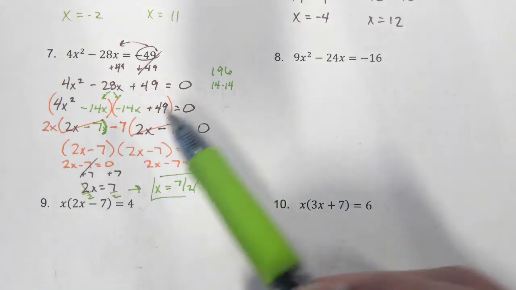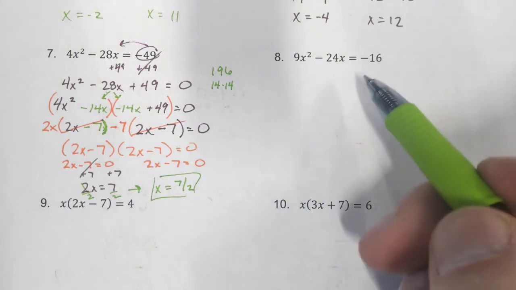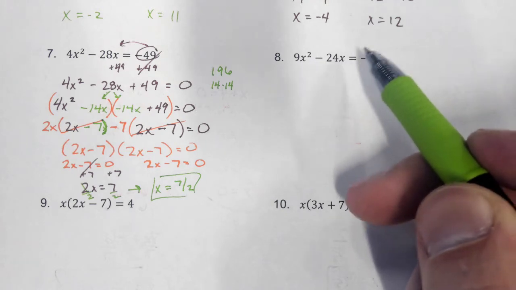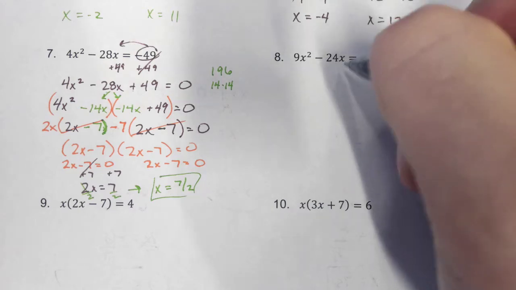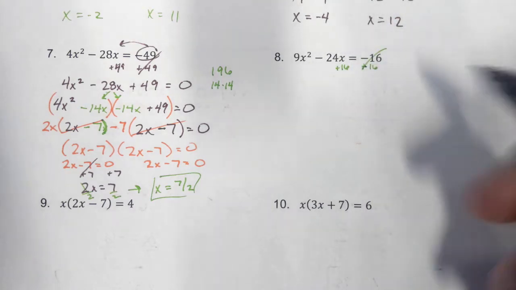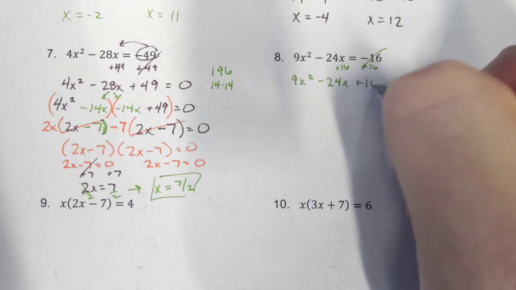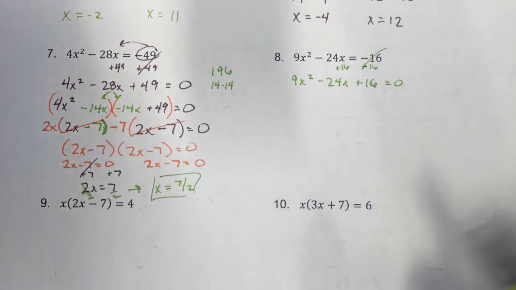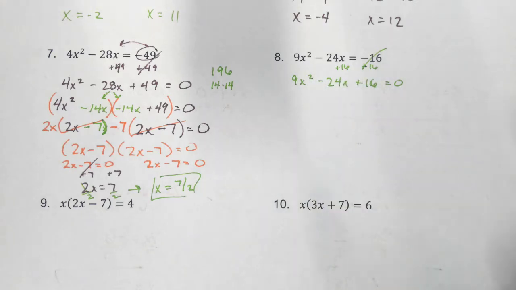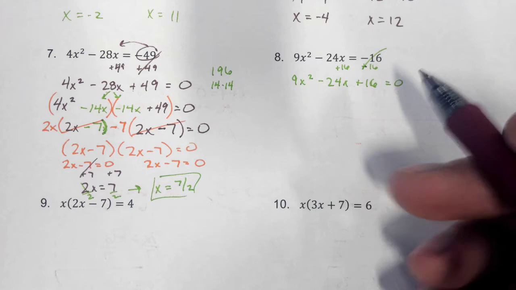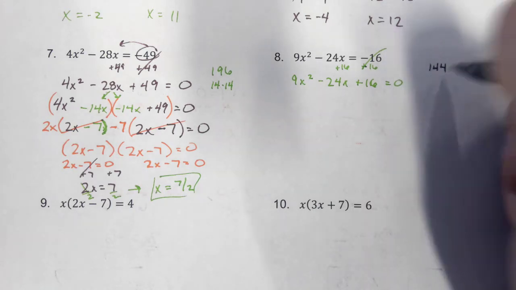Number 8 is pretty similar to number 7. Again, the equation must be set equal to 0. So we're going to add 16 to both sides of the equation for our first step, giving us 9x squared minus 24x plus 16 equals 0. I'm looking for a GCF, and nothing divides all 3 of those terms, so we have to make that magic number by multiplying the first number and the third number. 9 times 16 is 144.